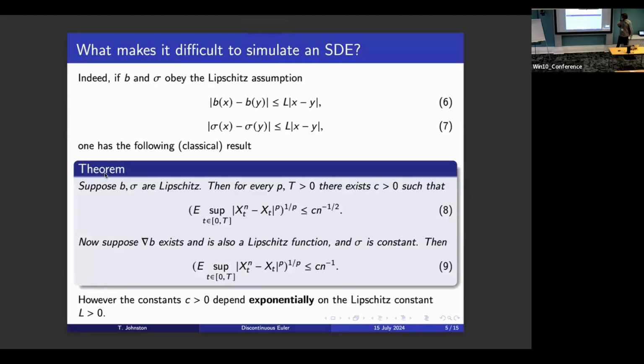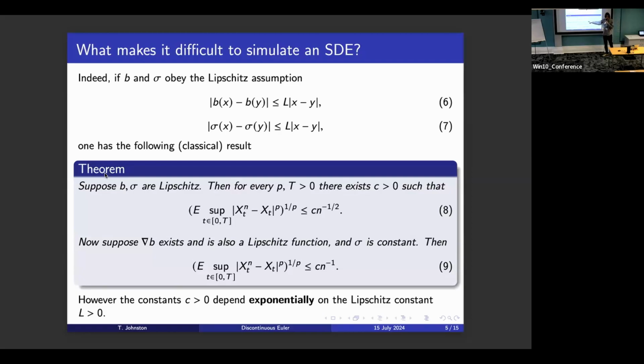And in particular, one has the following classical results. If we do have a Lipschitz assumption on b and sigma, then in the general case one obtains convergence at rate 1/2. So here the error is equal to the step size to the power of 1/2, or at least it's bounded above by that.